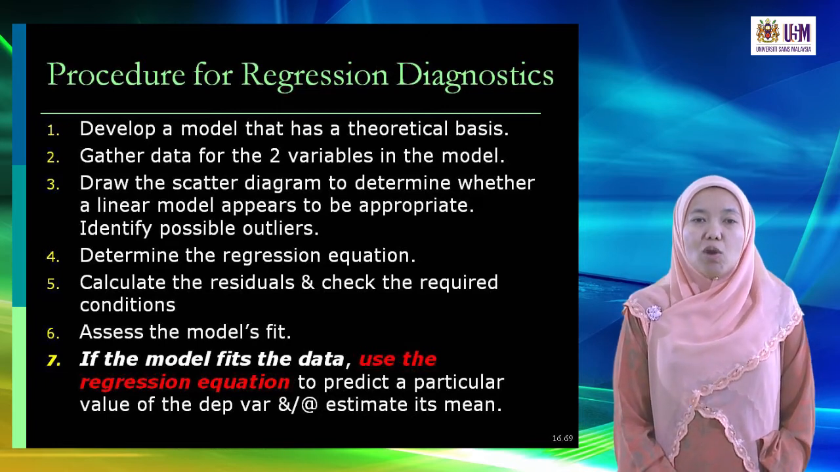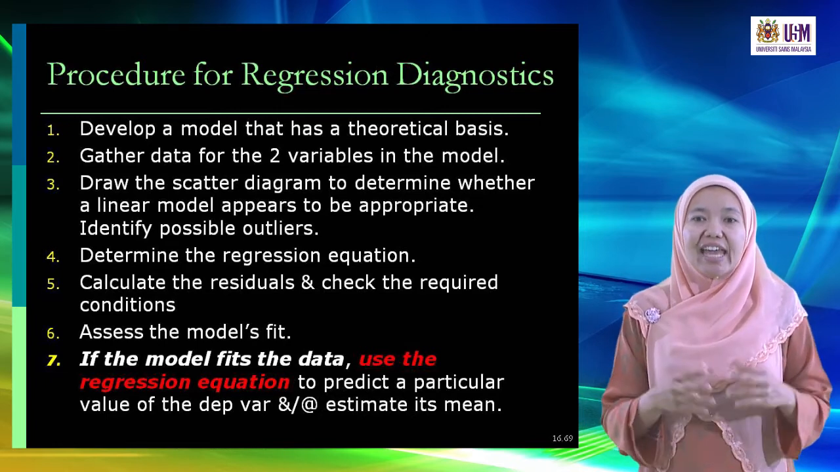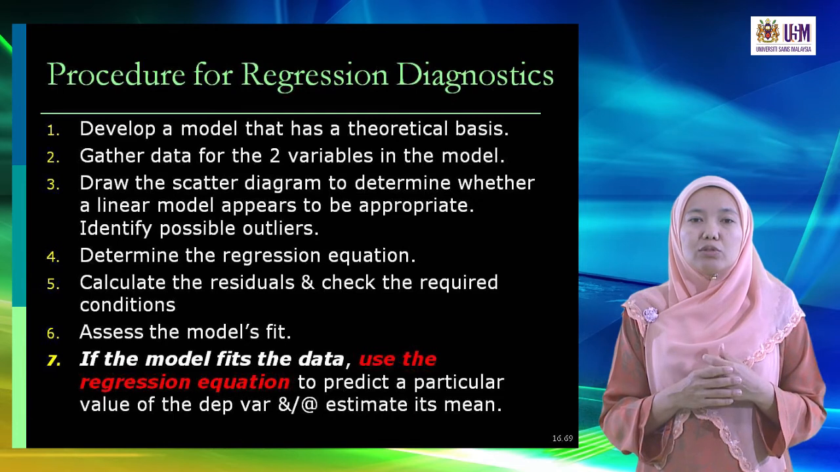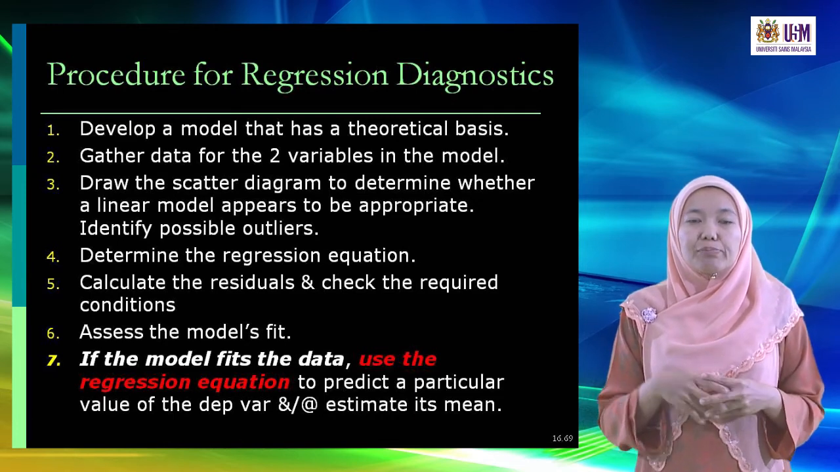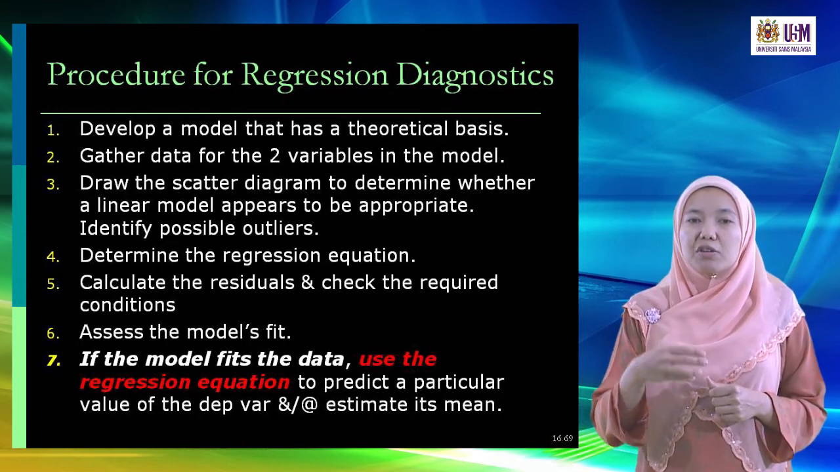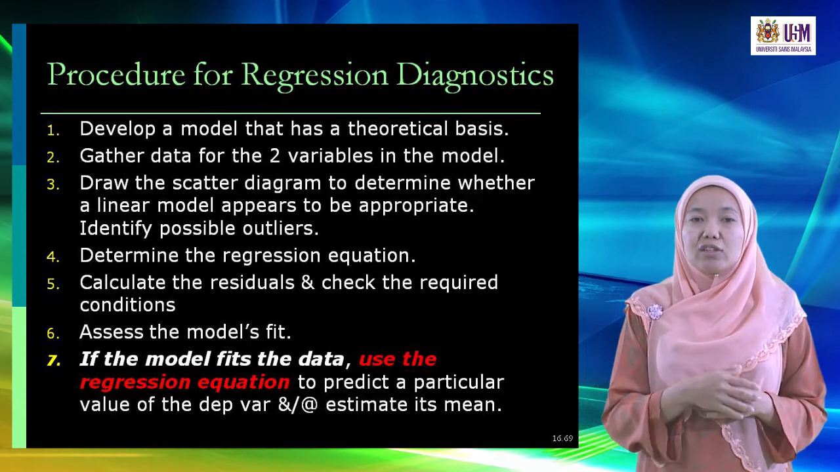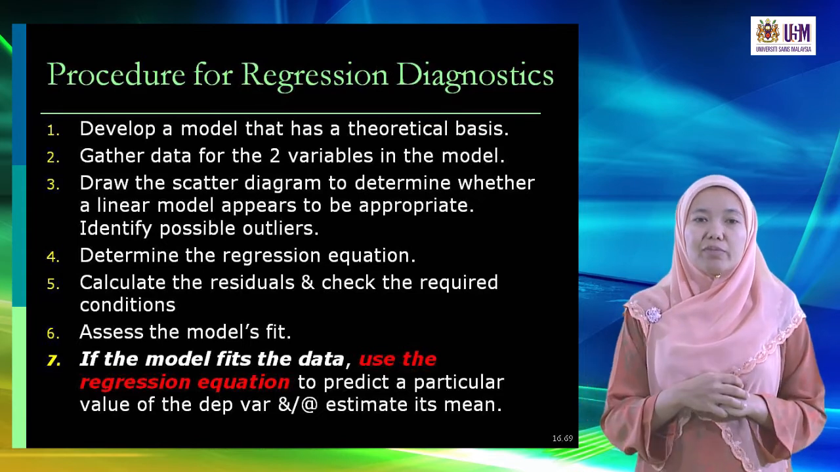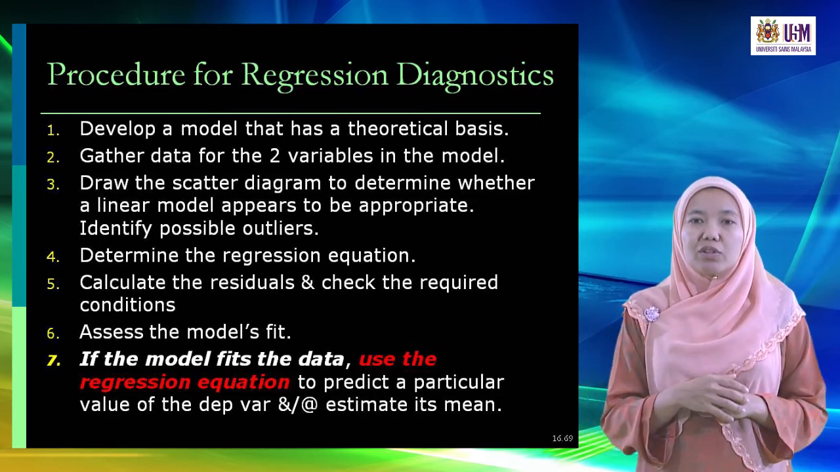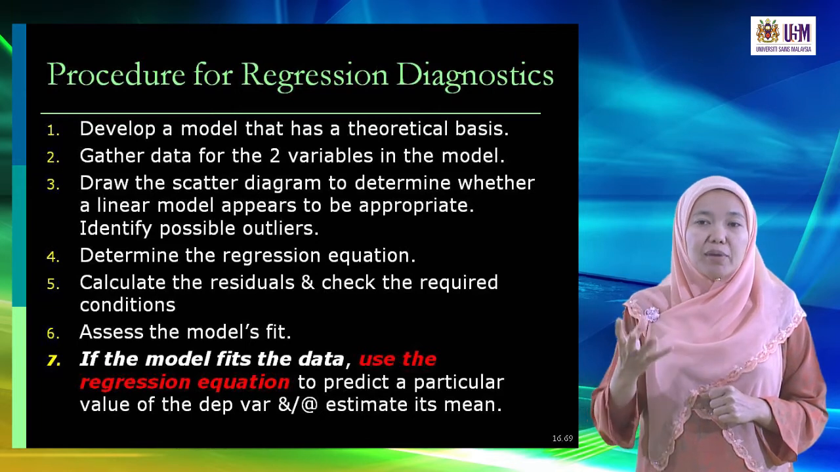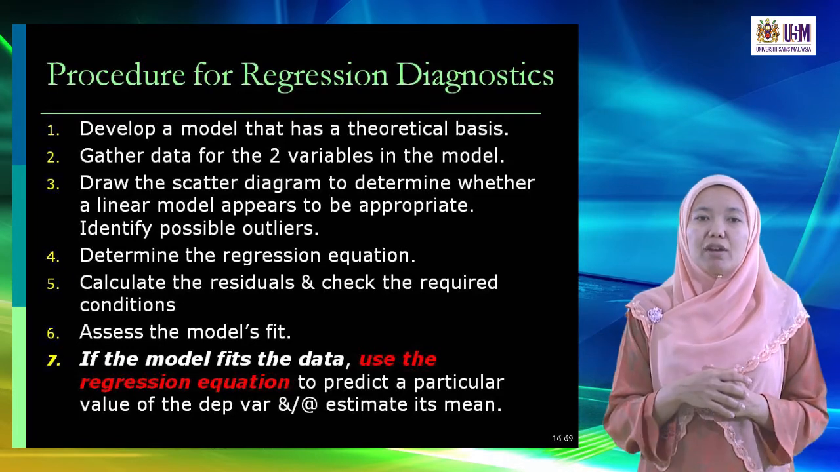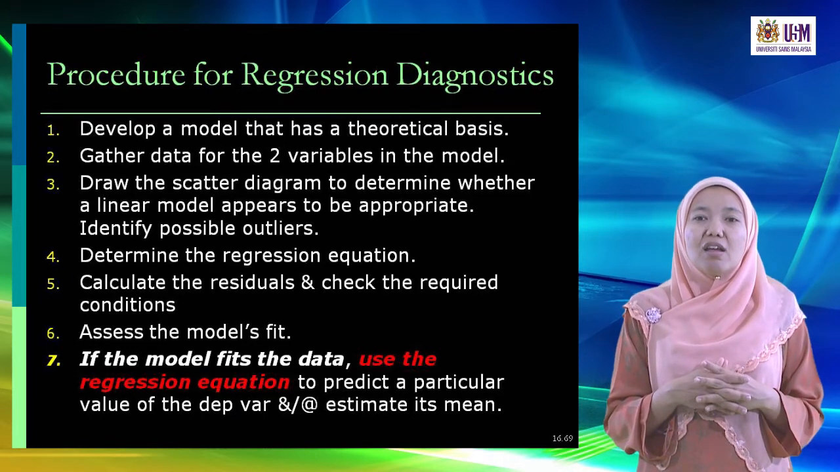Number one, what you need to do is develop a model that has a theoretical basis. There must be a logic. Why, in this case, regress the price of the car dependent upon the odometer reading? In economic theory, consumption theory, you regress consumption as a function of income, not the other way around. Investment as a function of income. So it must have a theoretical basis. You must know firsthand which one is X, your independent variable, and which one is Y, your dependent variable.